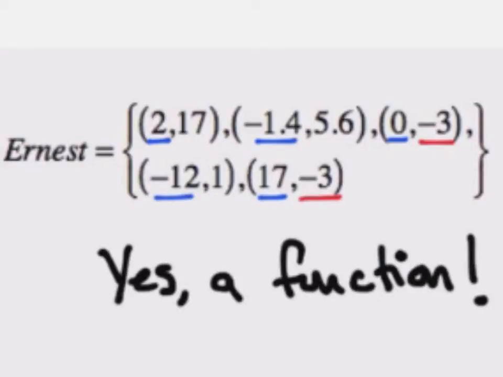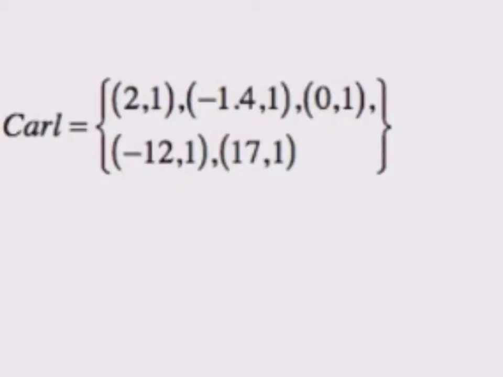All right, let's take a look at Carl. Again, Carl's a pretty odd looking relation because every single input gets mapped to the exact same output. We see an output of 1, 1, 1, 1, and 1. But that's not what's important. We need to look at our inputs and see if any of them have multiple outputs coming from it. So we see 2, negative 1.4, 0, negative 12, and 17. No repeated inputs. Impossible that any input could be mapped to two different outputs. We're looking good. Yes, Carl is a function.